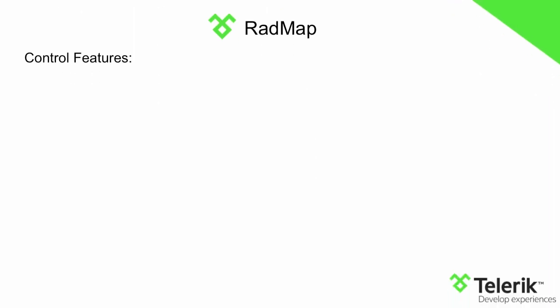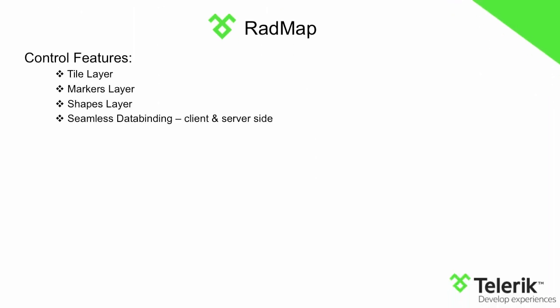So moving along, here are some features of the RadMap control that you'll absolutely love. We have support for any number of layers on top of your mapping control. The tile layer, for example, helps you do plug and play. You can swap your mapping provider to anybody who would support the OSGeo format. For your markers and shapes on top of your maps, you can roll with the built-in ones or create your own custom ones. And for all of these layers, we offer easy and seamless data binding both on the server side and on the client side.